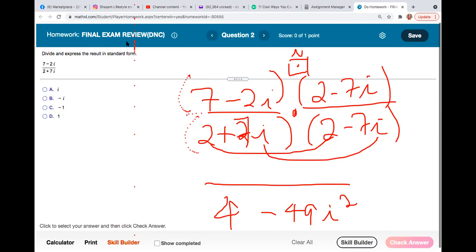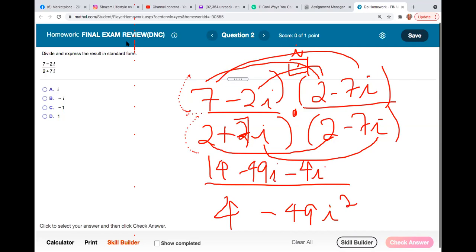So 7 times 2 gives you 14. 7 times negative 7i gives you negative 49i. Negative 2i times 2 is negative 4i. And finally, negative 2i times negative 7i gives you a positive 14i squared. Now, remember, whenever you encounter an i squared, you have to convert it to negative 1. Change your i squareds to negative 1.